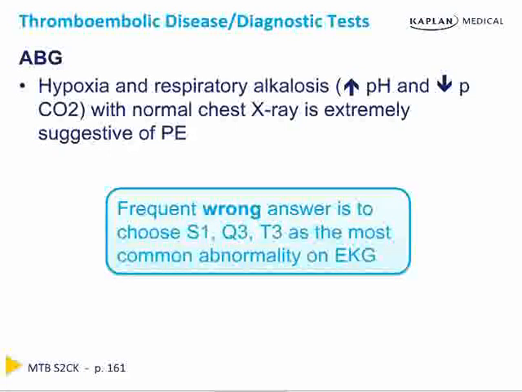A frequent wrong answer on Step 2 is to choose S1Q3T3 pattern as the most common abnormality on EKG. This refers to the very rarely seen combination of an S wave in lead 1, a Q wave in lead 3, and a T wave inverted in lead 3. This is sometimes seen on an EKG in a PE, but is far less common than good old sinus tachycardia.